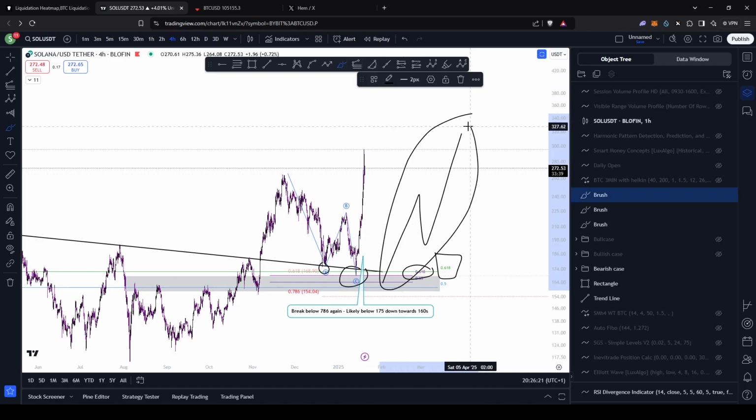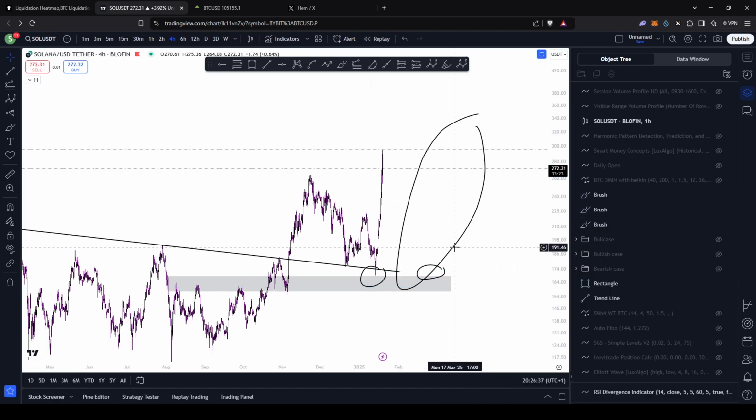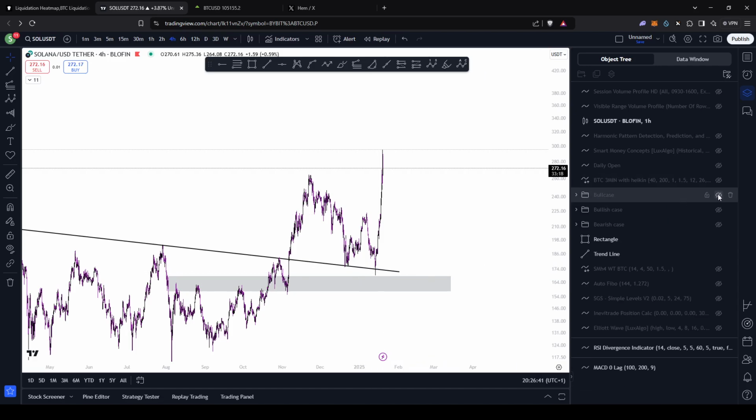I think this is a pretty good representation. Pretty good showcase of what the market looks like right now. But let's remove that for now. So that's an old structure. Let's have a look at the new structure I'm looking at, which is my bull case.